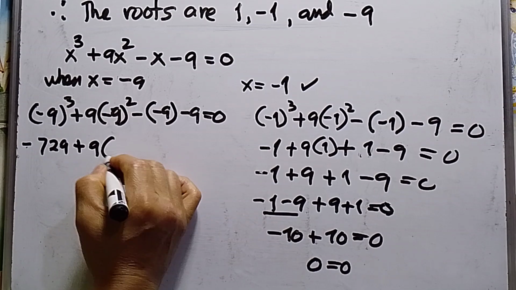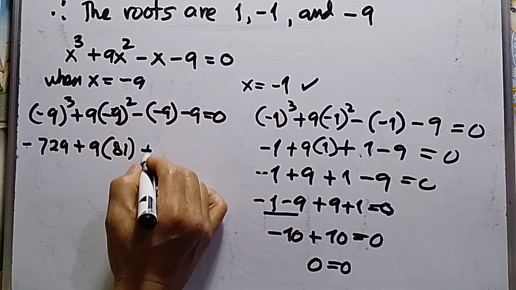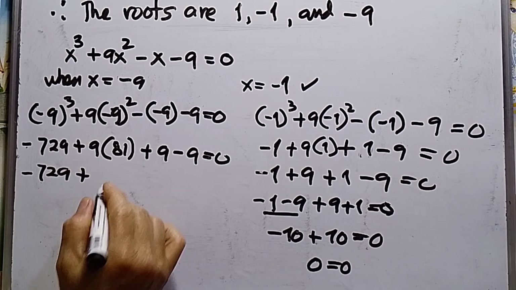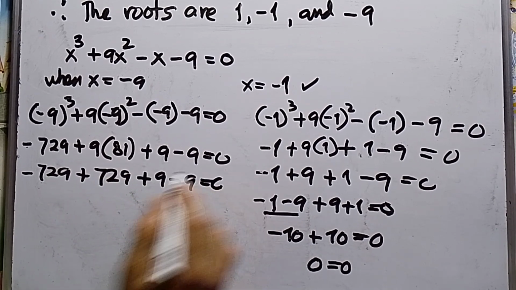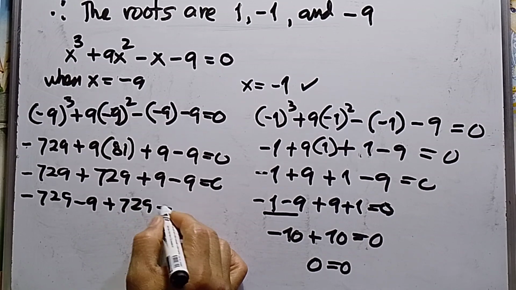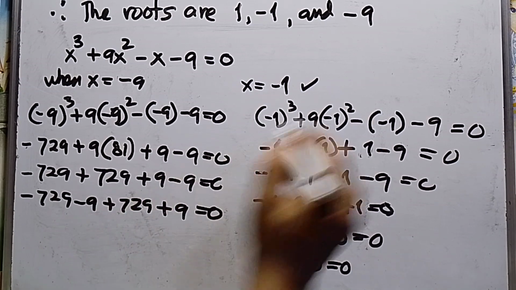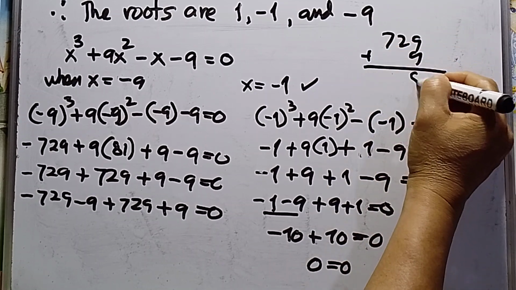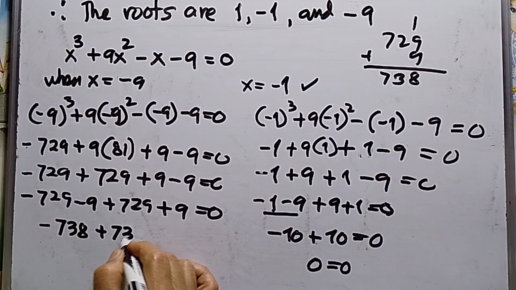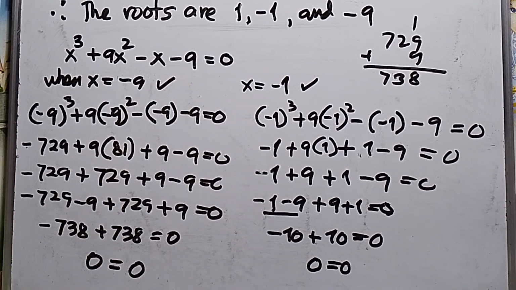This one is plus 9 times negative 9 squared. Take note, this is even, so this will be positive. So this will be 81. Then plus 9 minus 9 is equal to 0. Negative 729. We know that 81 times 9 is 729. Plus 9 minus 9 is equal to 0. So combine negative 729, then negative 9 plus 729 plus 9 is equal to 0. So this one is 729 plus 9, which is 738. Negative 738 plus positive 738 is equal to 0. Since unlike signs and the same integer, this will be 0 is equal to 0. So therefore, x equals negative 9 is correct.